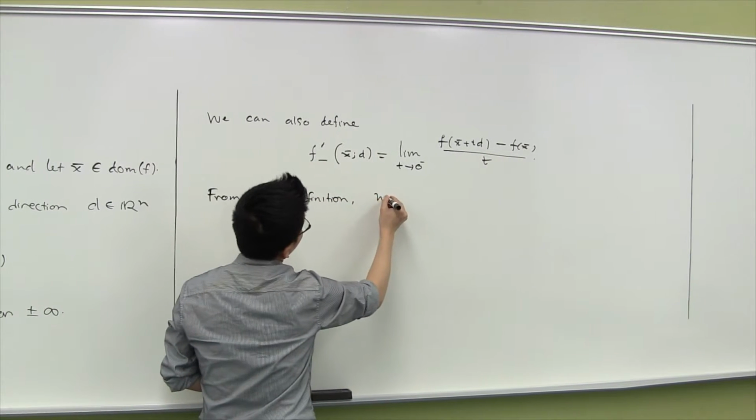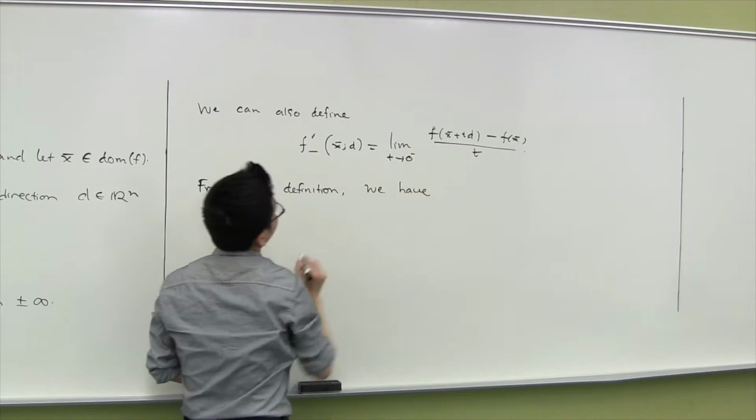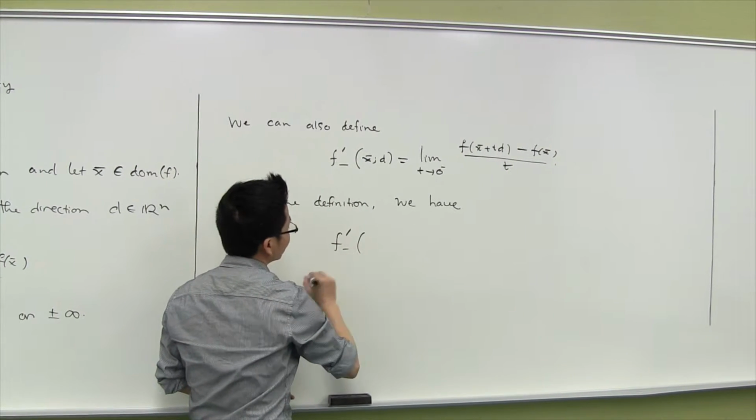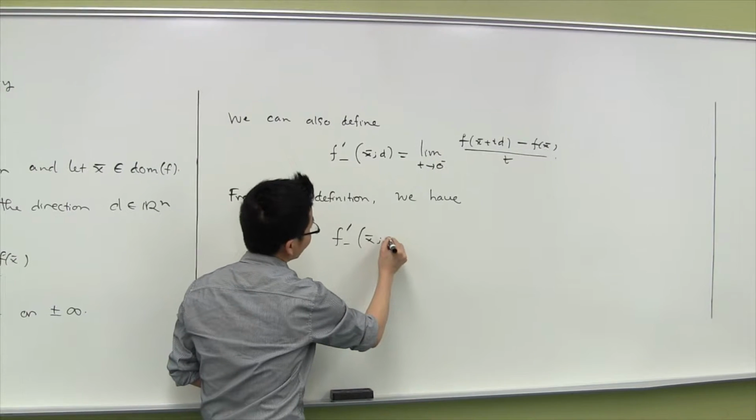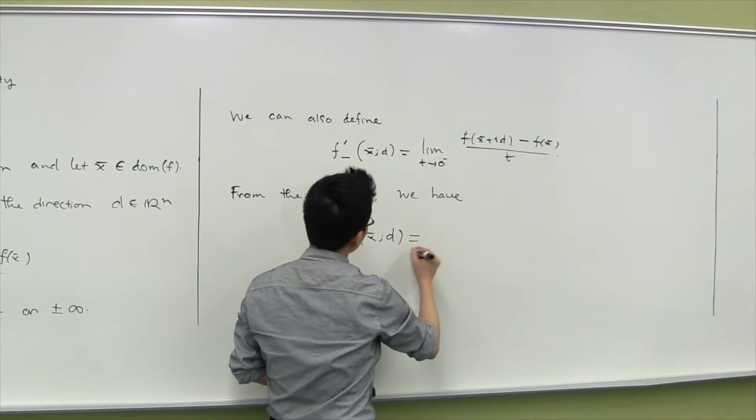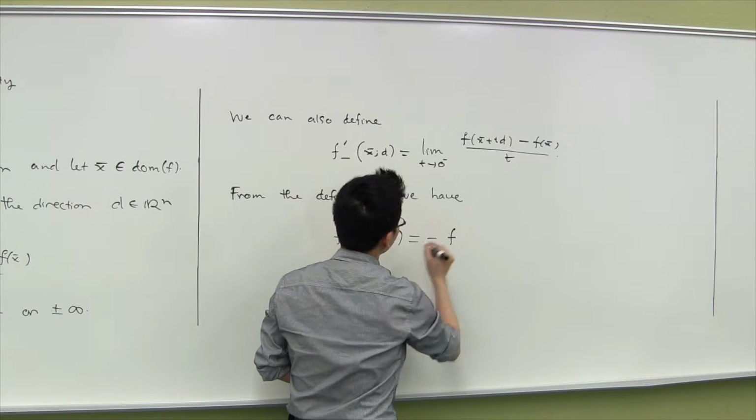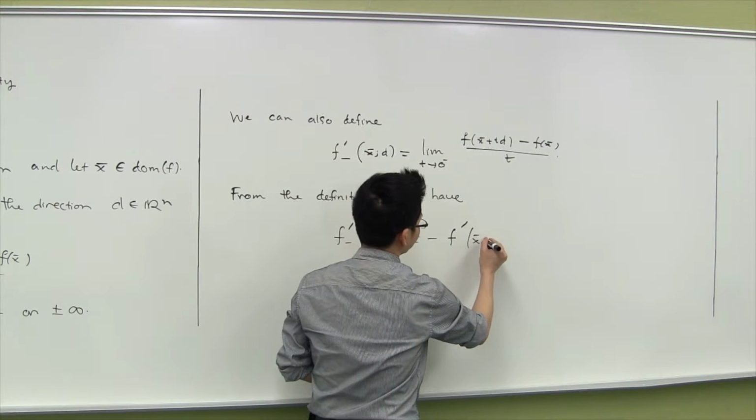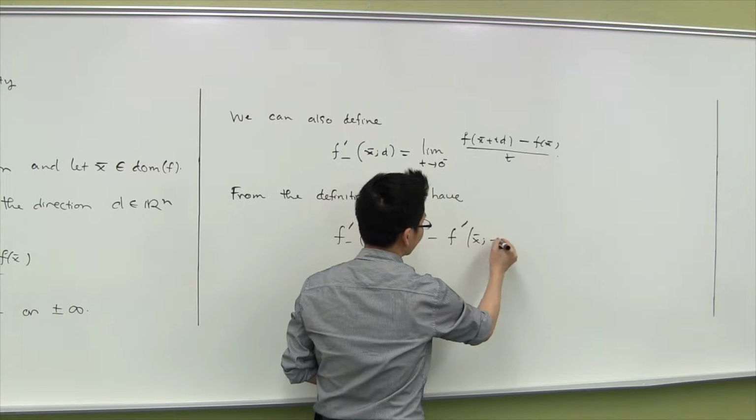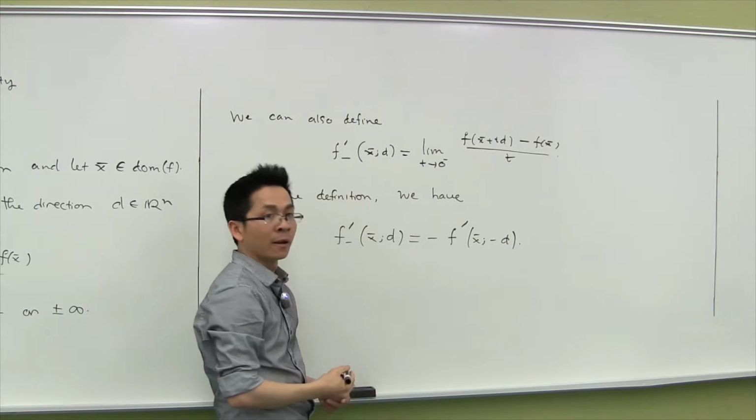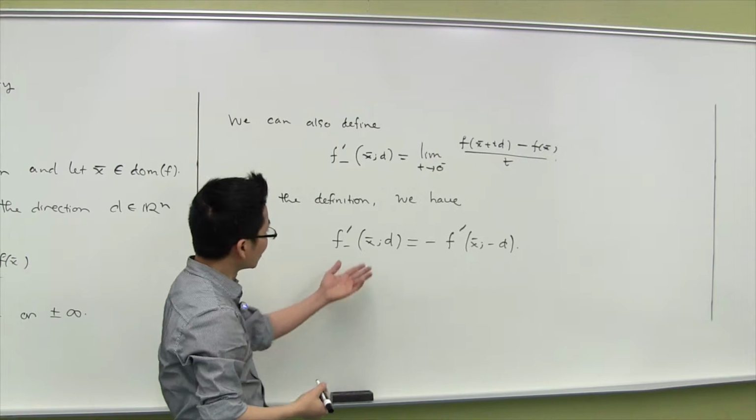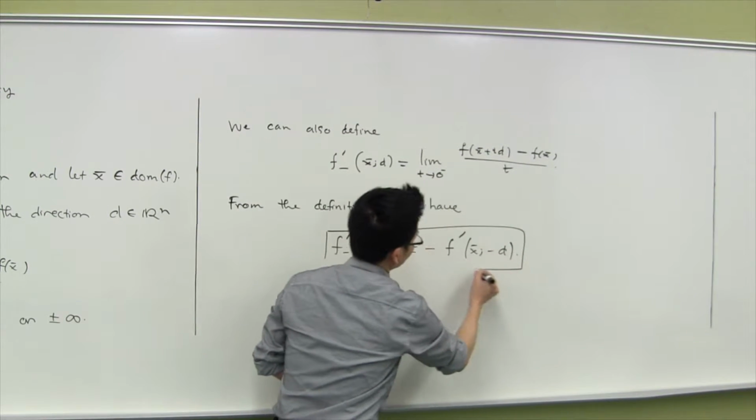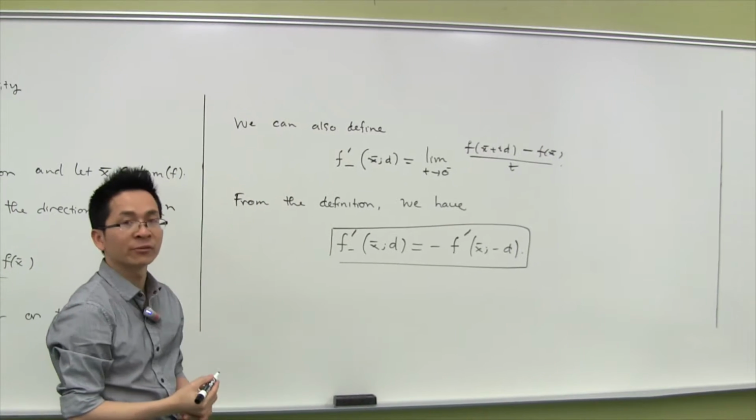So from the definition, we have the following relation: the left directional derivative of f at x bar in the direction d is equal to minus the directional derivative of f at x bar in the direction minus d. Okay, so how come this is true? We can easily prove this from the definition.